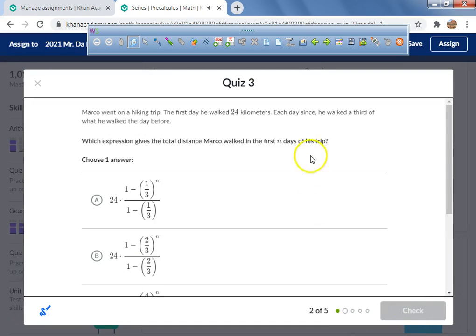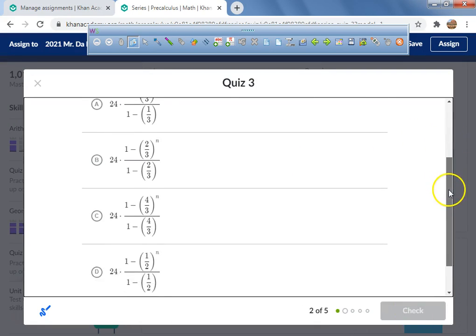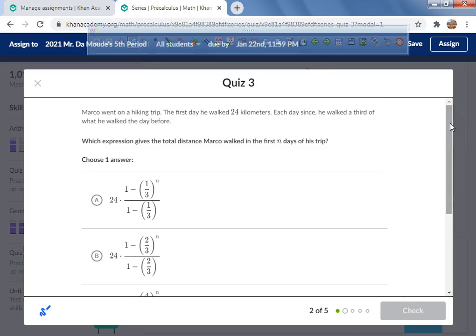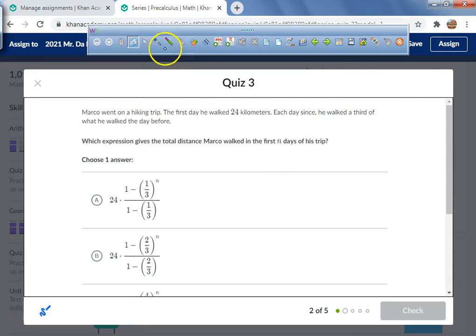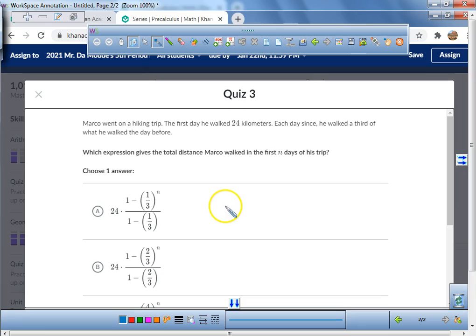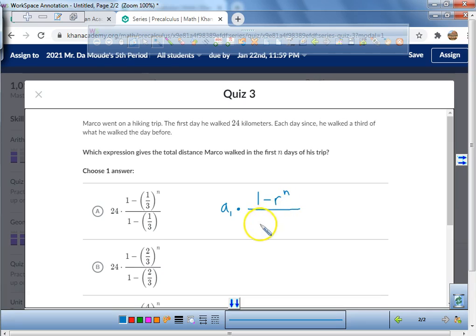Next question. All right, oh, this one is easy because I have multiple choice. All I got to do is just set it up. So Marco went on a hiking trip. The first day he walked 24 kilometers. Each day since then he walked a third of what he walked the day before. So this time they actually give you the first term. So remember, the formula is this. The first term times 1 minus r to the power of n over 1 minus r. So when it says he walked a third of the way, that means the r value is 1/3.